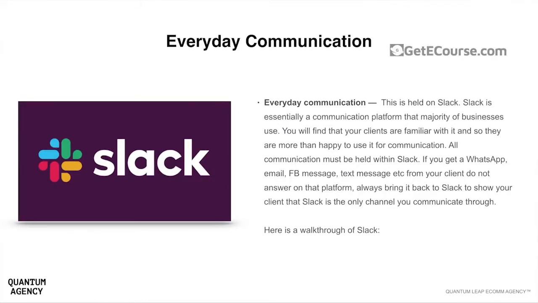Okay, and as I've continuously touched on, if you get a WhatsApp, email, Facebook message, text message, etc. from your client, do not answer on that platform. Always bring it back onto Slack to show your client that this is the only channel that you communicate through. Okay, so with that being said, you now know the two types of communication: everyday communication and the status/reporting calls, whatever you want to call it.